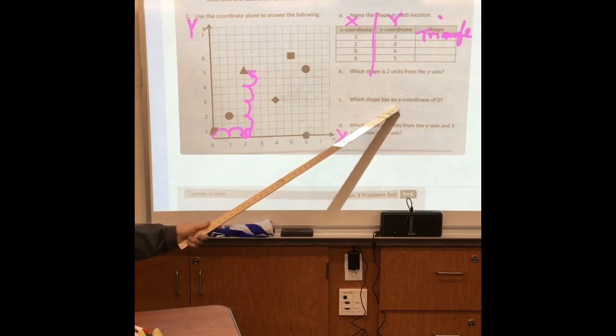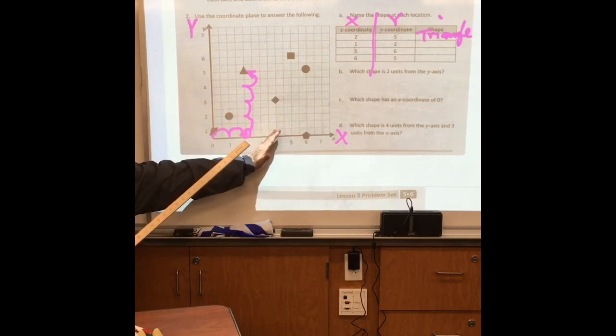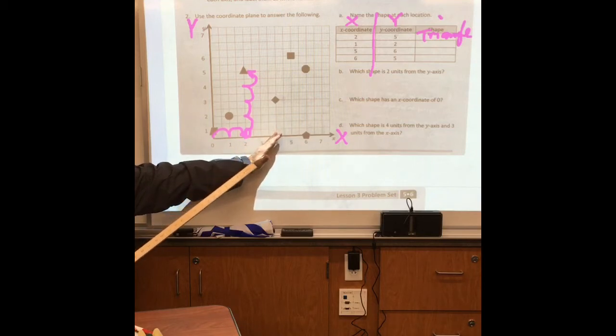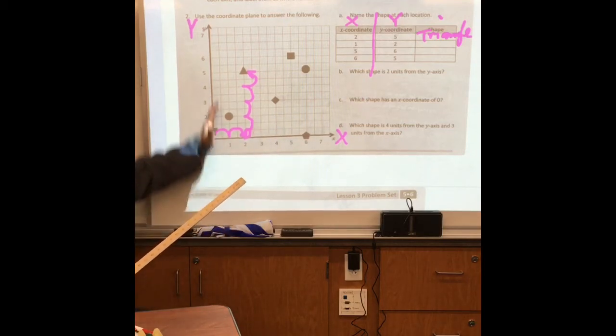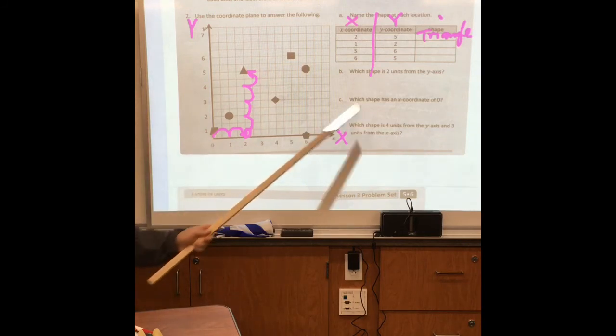Which shape has an x-coordinate of 0? Ooh. X of 0. What is X again? Show me with your arms. Yes, it's like this. So we're not going to go anywhere at all, are we, on our X? No. What's the only thing on the Y-axis? Yes, it's that one. That's our answer for this.